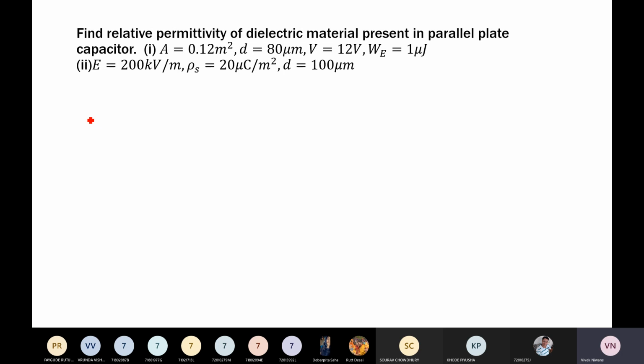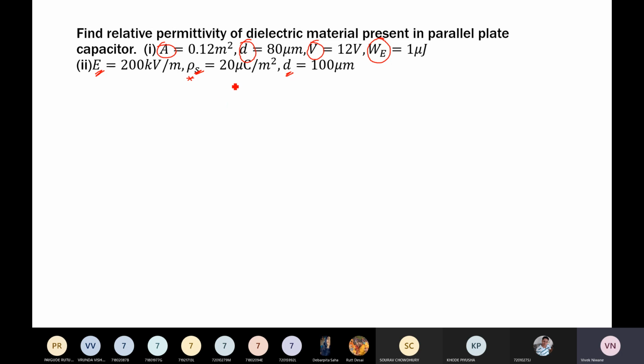In the first case, we are given the area. We are given the separation or distance between the two plates. We are given the applied voltage and we are given the energy stored. Okay. In the second case, we have electric field rho s. Here there is a small point, only if you know it will you be able to solve it, and we have the separation.